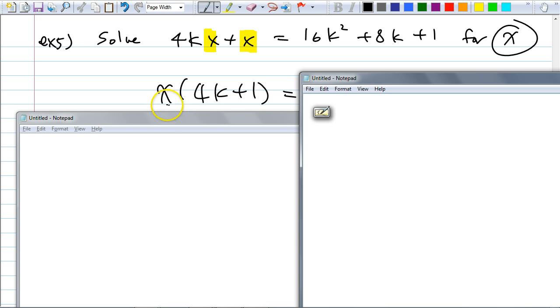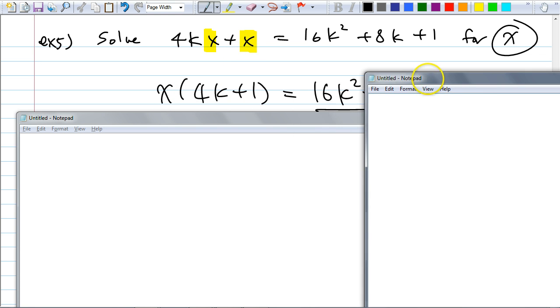Does it equal x times 4k? Of course not. If you don't believe me, multiply it out. What is x times 4k? 4kx. And what is x times what? Isn't this really 1x? Right? 1 times x. So x times 1 is x there, right? And now it equals this trinomial.